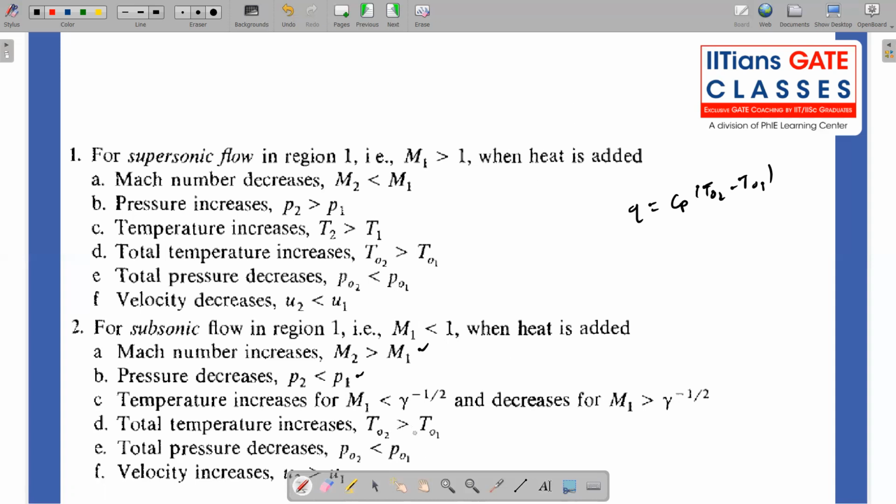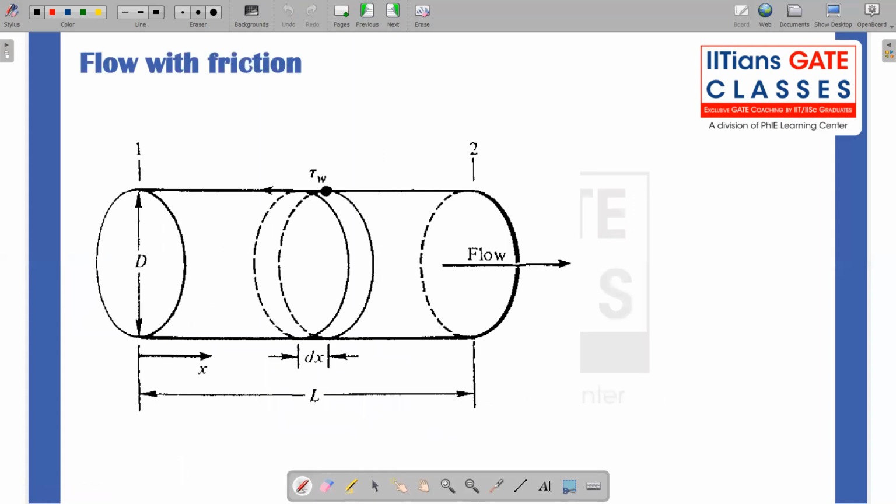And the total temperature increases, obviously, because you are adding the heat, again the same relation. So you see, total temperature in both cases is going to increase if I add the heat, because it's a straightforward calculation you can make by using the energy equation, right? Now the total pressure is actually going to decrease. This is also the same whether it is supersonic or subsonic flow, because entropy is increasing in both cases when I add the heat. Velocity increases because the flow accelerates. Fine. So now we will go to flow with friction.